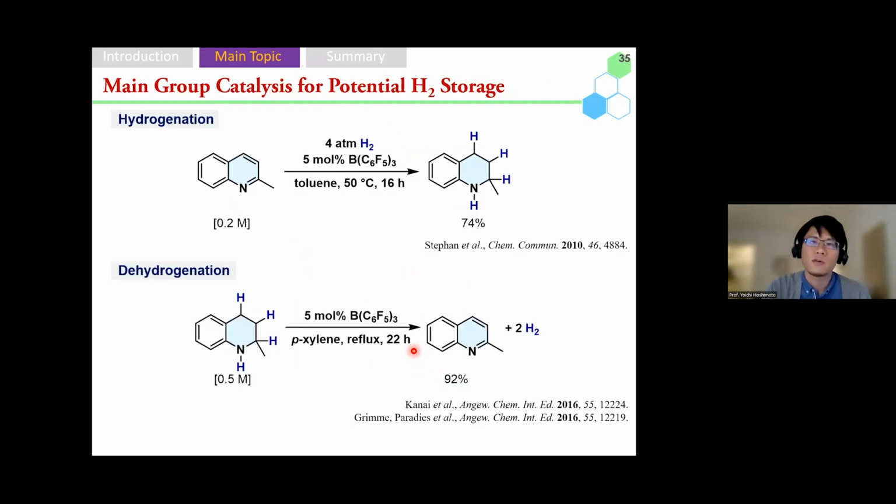BCF was also applied for the hydrogenation of 2-methylquinoline under diluted conditions using purified hydrogen. In addition, BCF-catalyzed dehydrogenation was also reported. However, the optimal reaction conditions, especially the concentration of substrates, are totally different between these two systems. Thus, so far, subsequent hydrogenation and dehydrogenation catalyzed by main group elements has been limited to our system shown later.